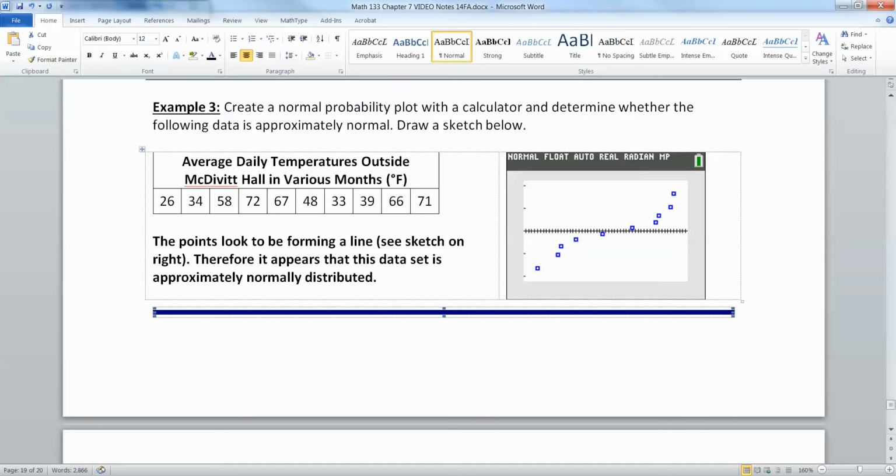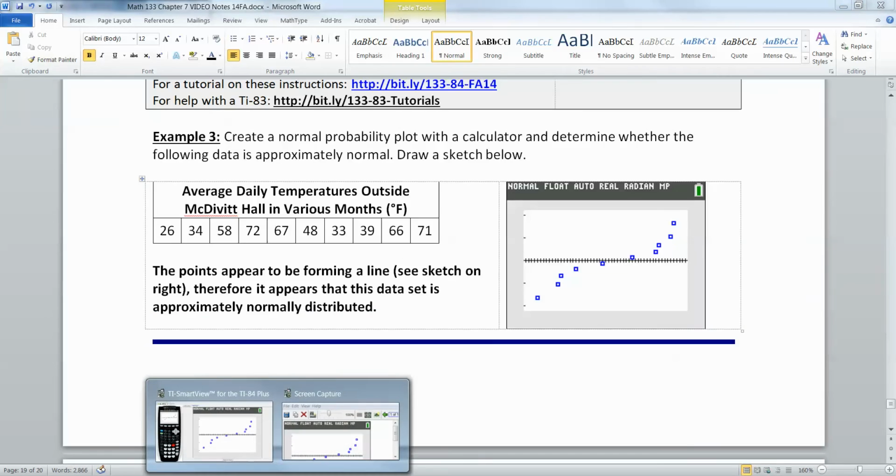All right, so there you go. You would always, of course, draw a sketch of what your graph looked like on your calculator. And the points appear to be forming a line. See the sketch on the right? Therefore, it appears that this data set is approximately normally distributed. Should be a comma. All right, we're all done.